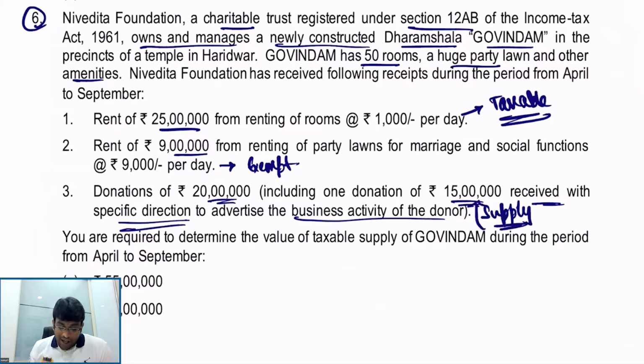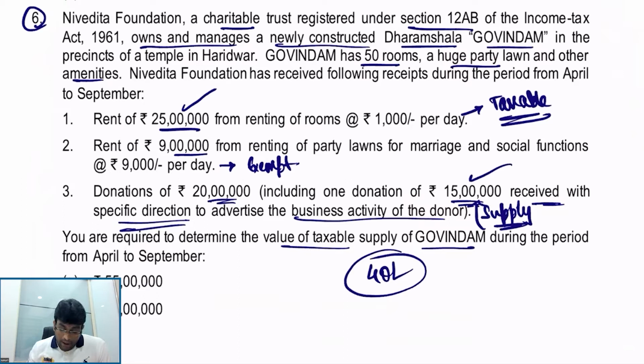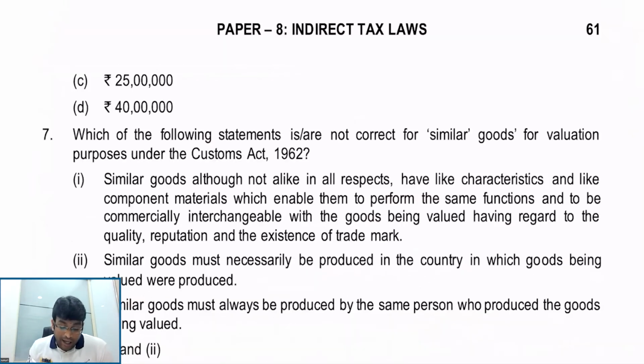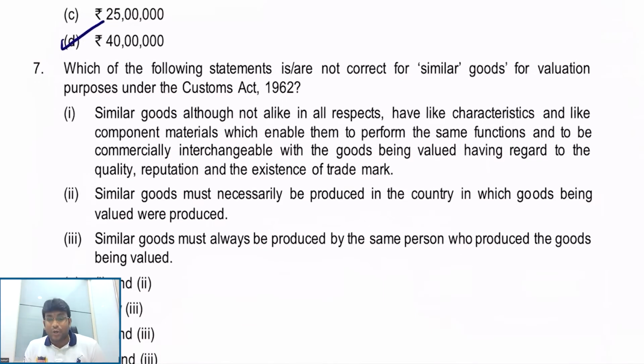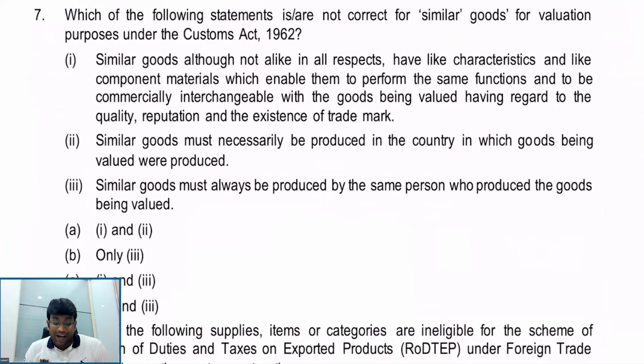What is it that they're asking? You are required to determine the value of taxable supply of Govindam. That is 25 lakh plus 15 lakh. Total is 40 lakh. Answer is option D, my dear friends. What an interesting question related to exemptions. Next point. Which of the following statements is not correct for similar goods valuation purposes under the Customs Act?